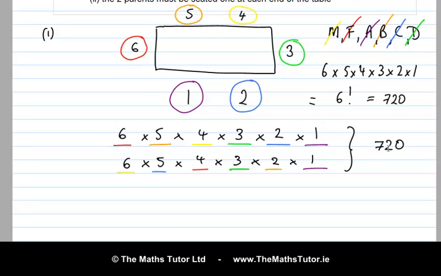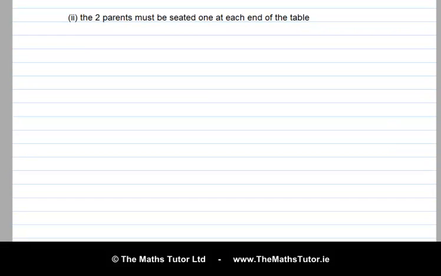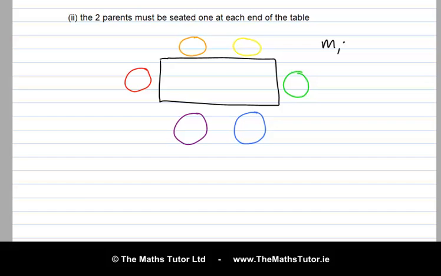Let's look at the second scenario. So in part 2, the 2 parents must be seated 1 at each end of the table. So let's draw the diagram again. We've got mother, father and 4 children. We're going to call them A, B, C and D. So we always start with the slots that have a restriction on them. The 2 parents must be seated 1 at each end of the table, so the red seat and the green seat, we need to tackle these first. So how many choices do we have for the red seat? Either the mother or the father can sit at this seat, so we have 2 choices. So for example, the mother could be seated at the red seat.